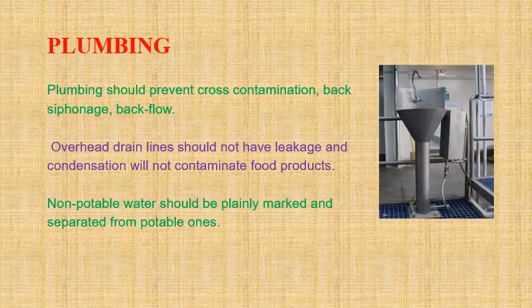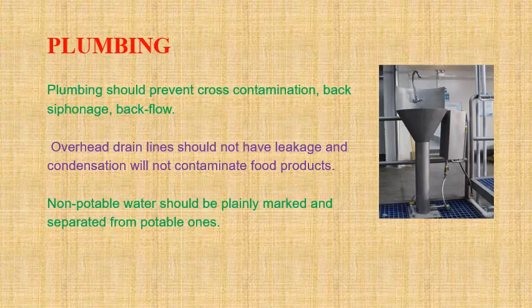Plumbing. This is about the pipelines and about the drainage. Pipelines can be there for different kind of water supply and to the washrooms or restrooms, and also drainage lines. So this plays a very important role for maintaining the hygienic conditions in a modern abattoir. Plumbing should prevent cross contamination. That is, there may not be an interconnection between one line with other which leads to cross contamination, and also it should prevent the back siphonage and backflow.